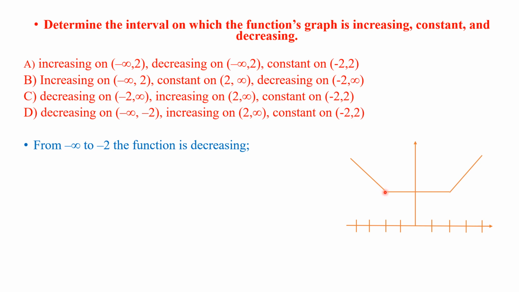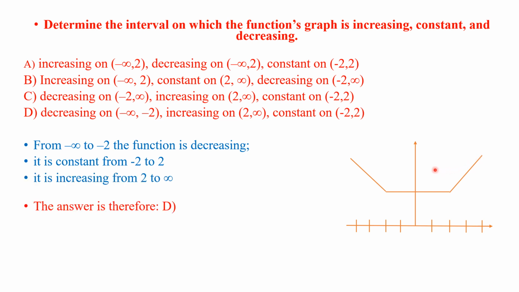From negative 2 to positive 2, the value of f of x is constant. And from positive 2 to positive infinity, the value of the function is increasing. So in conclusion, the correct answer is D, which says decreasing on negative infinity to negative 2, increasing on 2 all the way to positive infinity, and constant on negative 2 to positive 2.